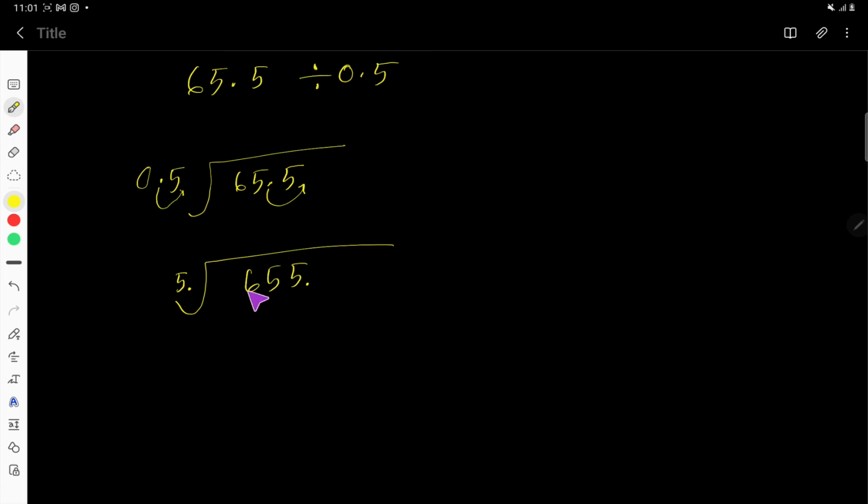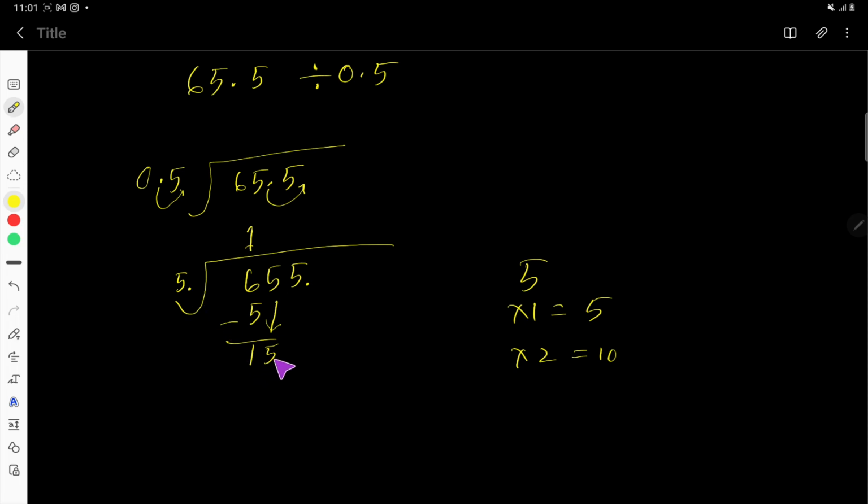Now look, 5 goes into 6 how many times? 5 times 1 equal to 5. 5 times 2, just add 5, 10, right? That is 5 goes into 6 how many times? That is 1 times. So write 1. 1 times 5, 5. Subtract, 1. Bring down the second digit, 15.